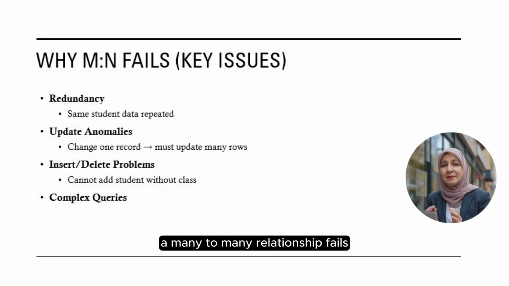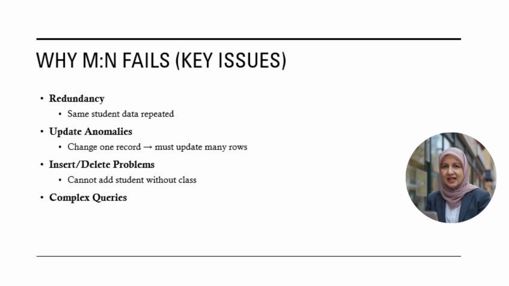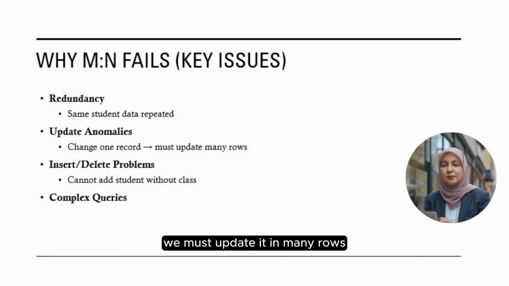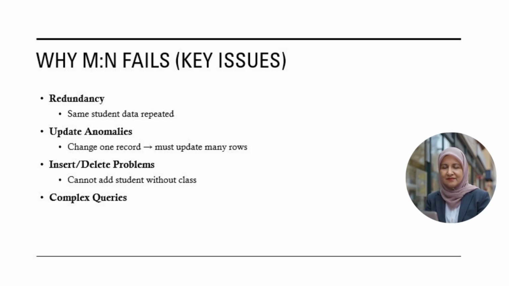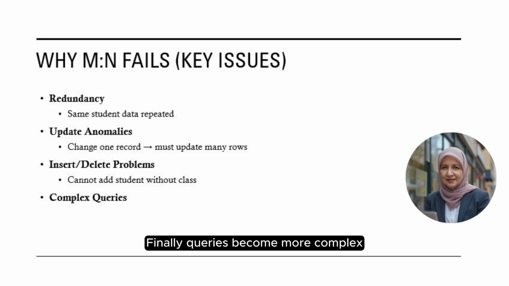This slide explains why a many-to-many relationship fails when implemented directly. First, redundancy occurs because the same student data is repeated multiple times. Second, we have update anomalies. If we need to change one piece of information, we must update it in many rows, which increases the risk of inconsistency. Third, there are insert and delete problems. For example, we cannot add a student unless they are already linked to a class. Finally, queries become more complex because the data is not properly structured, making it harder to retrieve accurate information.